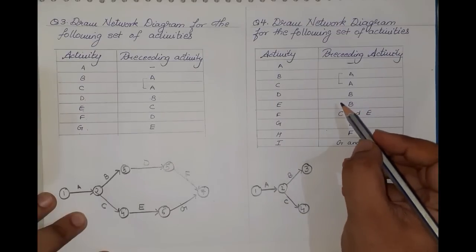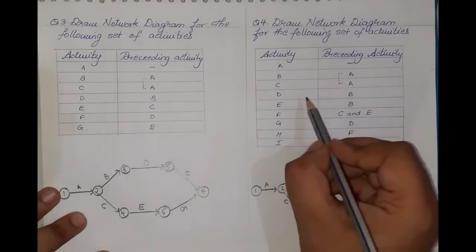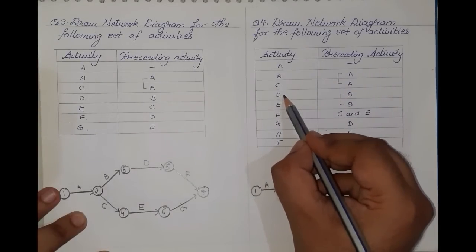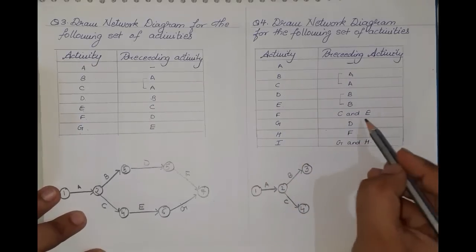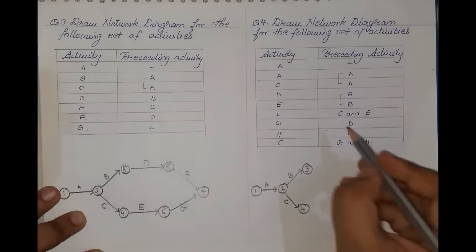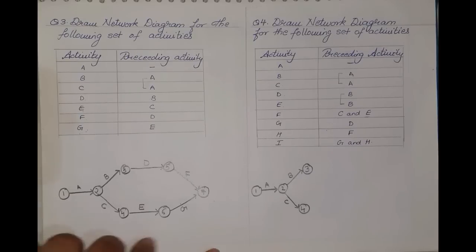Now going ahead I can see that from activity B, activity D and activity E both have evolved, but now look here, from E, F has also evolved, and from C also F has evolved. So now this is going to be merging. Okay, there is a lot of merging and bursting in this case. So now look at this very carefully.